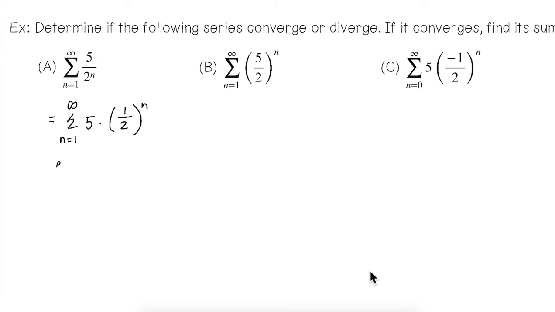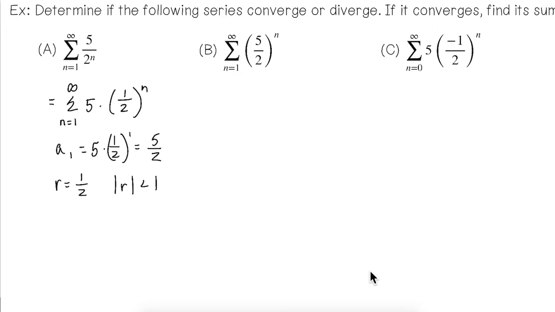So in this case, my a1 term, if I plug in 1, I get 5 times 1/2 to the first. So that's going to be 5 over 2. My r value is 1 over 2. And then if I take the absolute value of that, that's still positive 1 over 2, and that's less than 1, which means that this is going to converge.